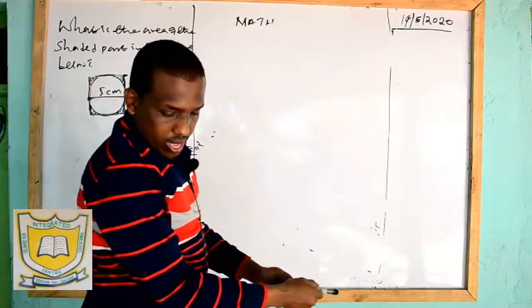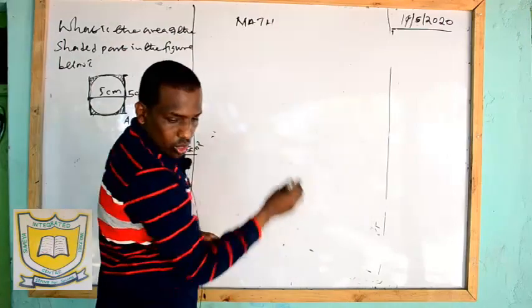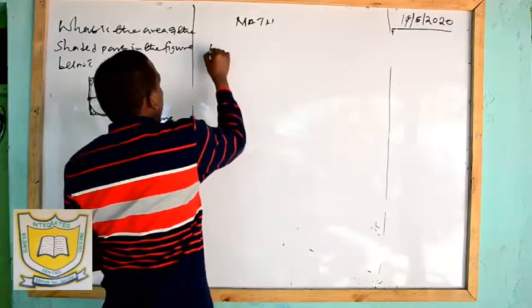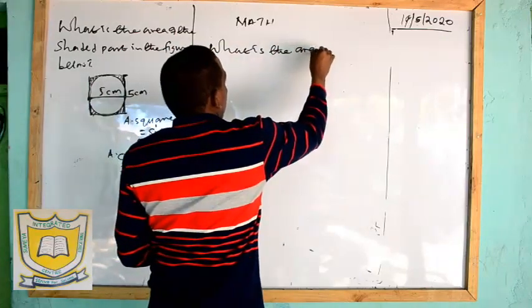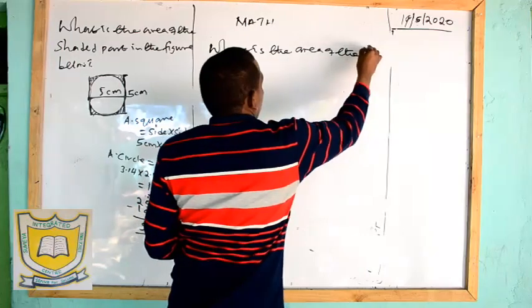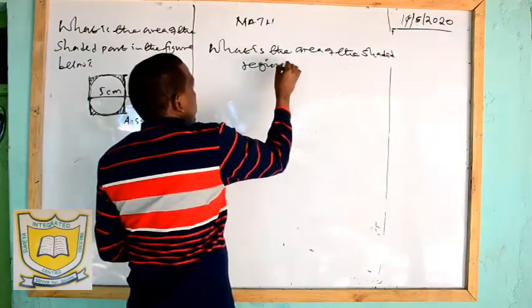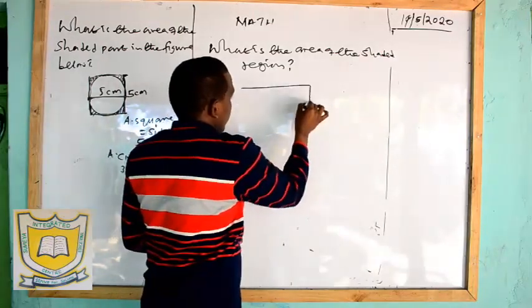Here there's also another figure. You are told, what is the area of the shaded region? What is the area of the shaded region? Then there is this figure.